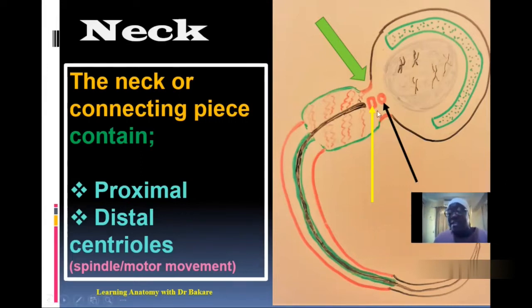So while the proximal centriole follows up with the head into the cytoplasm of the egg by helping to initiate further progression of the developmental process through the formation of the zygote, the distal centriole is solely responsible for movement because it creates an extension from it that runs through the entire length of the sperm. And this is what flips and helps to propel the sperm.